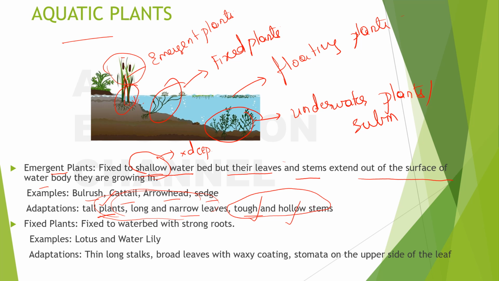And how about the fixed plants? Fixed plants are fixed to the water bed with strong roots, right? So they have to come from deep, right? So they will have strong roots such that they get anchored to the soil, and even then they will come out. Okay. Now what are these examples? Lotus and water lily. You can see lotus and water lily at many places, right? So lotus and water lily are fixed plants.